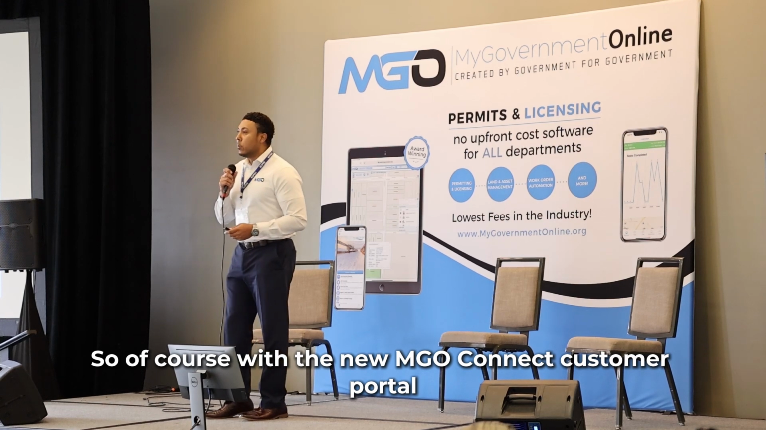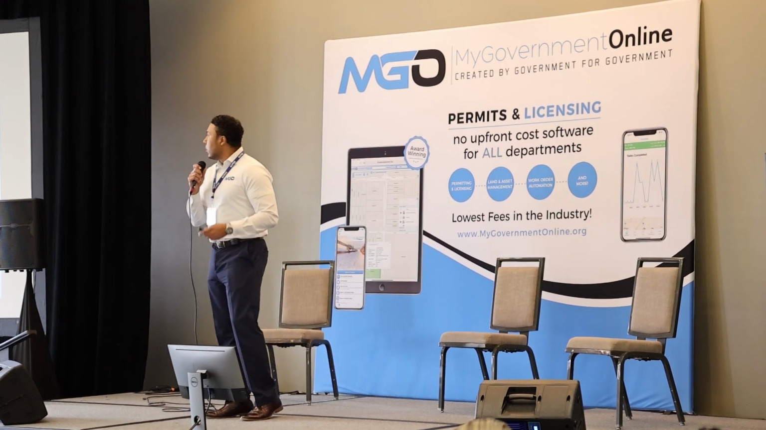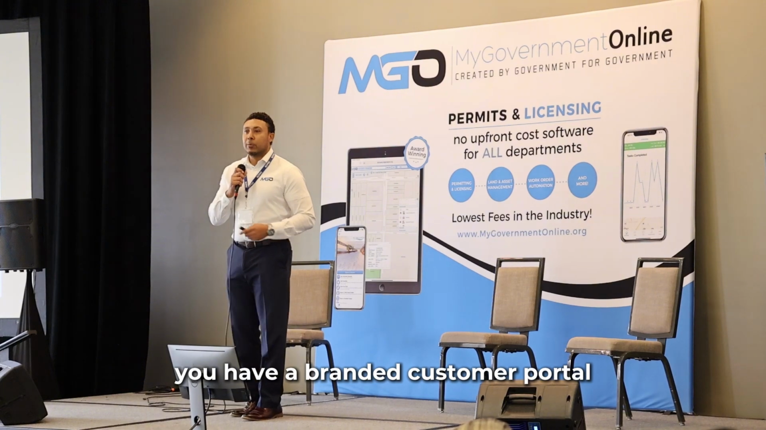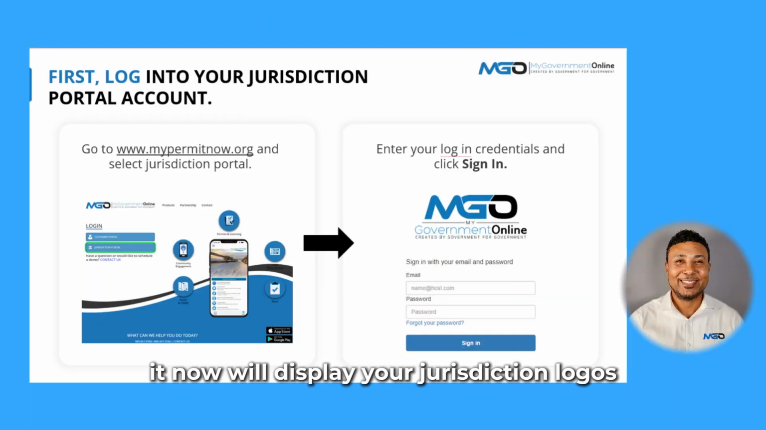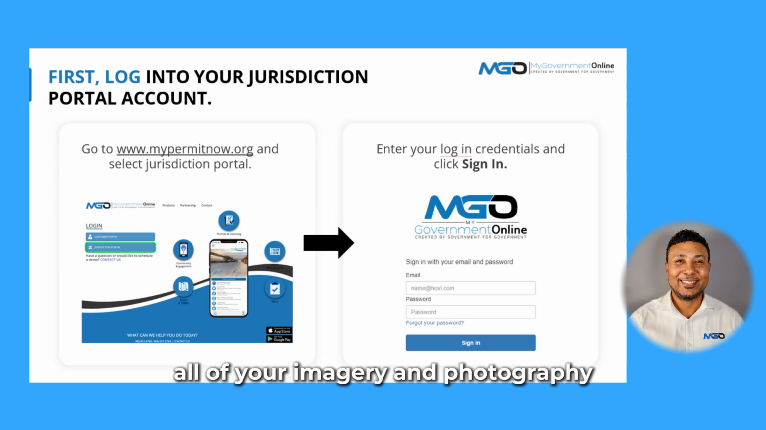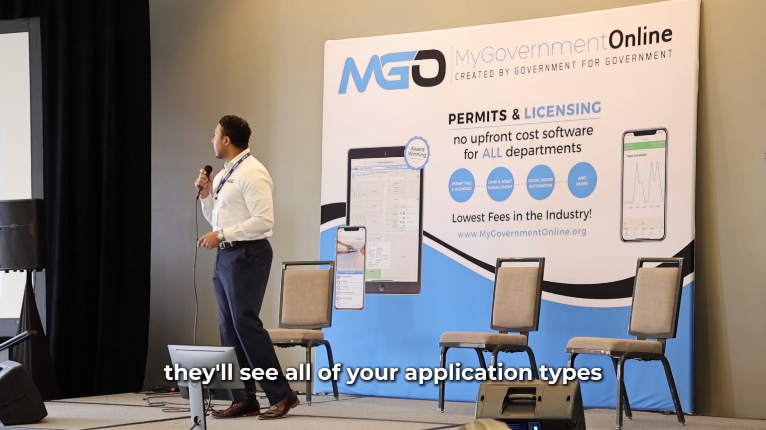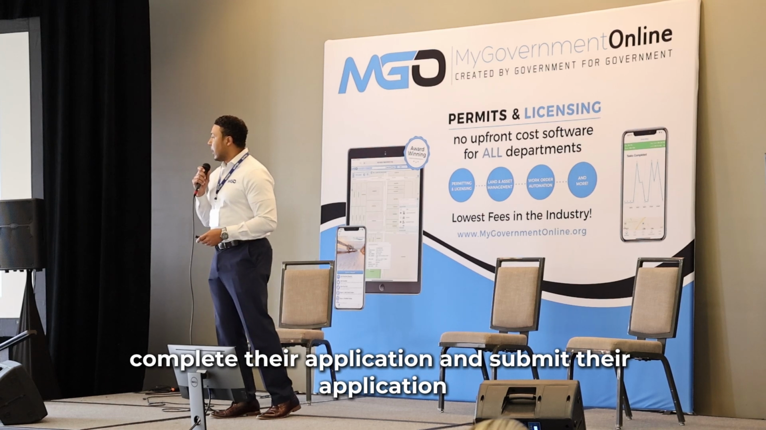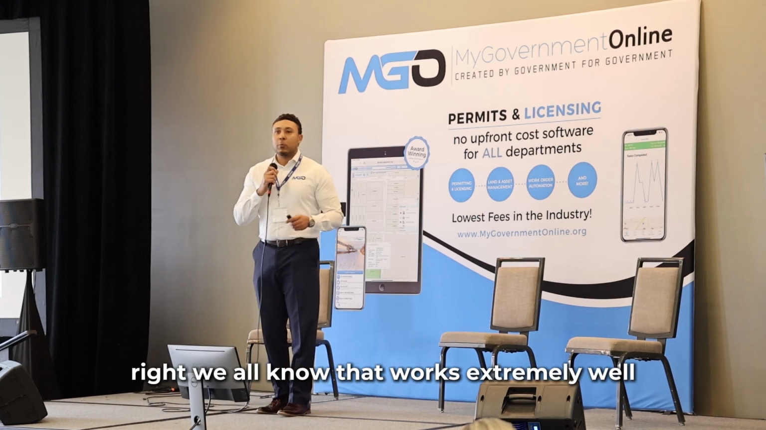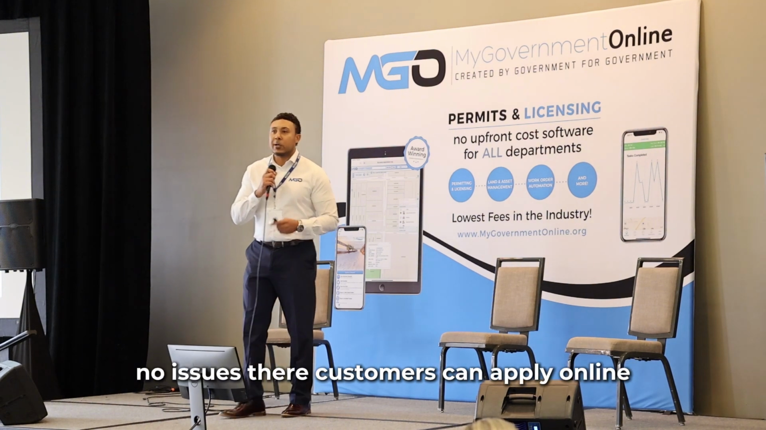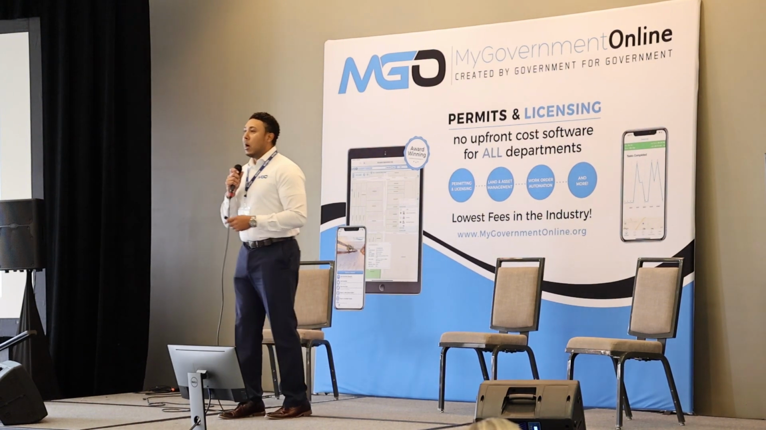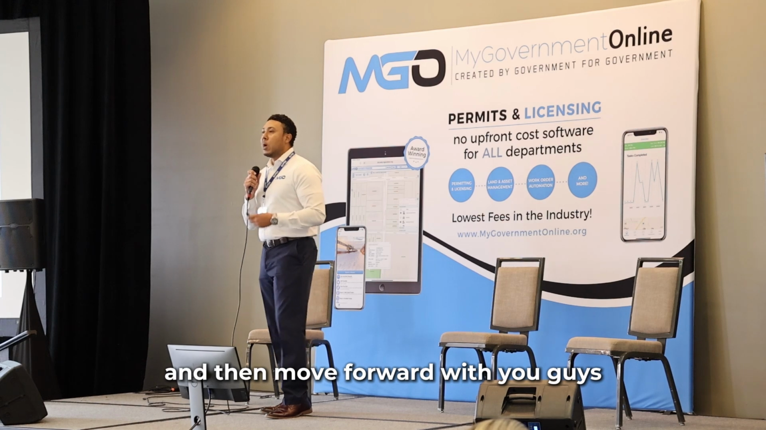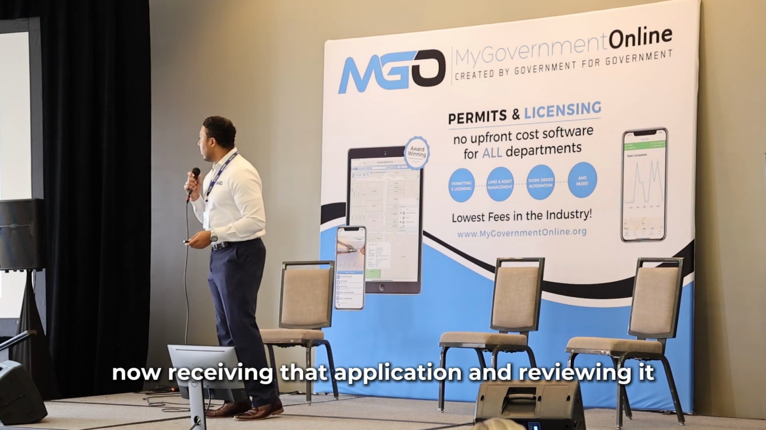So of course, with the new MGO Connect customer portal, you have a branded customer portal. It now will display your jurisdiction logos, all of your imagery and photography, and then as a customer applies online, they'll see all of your application types, complete their application, and submit their application, right? We all know that works extremely well, no issues there. Customers can apply online and then move forward with you guys now receiving that application and reviewing it.